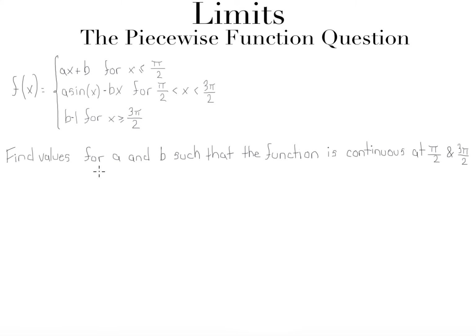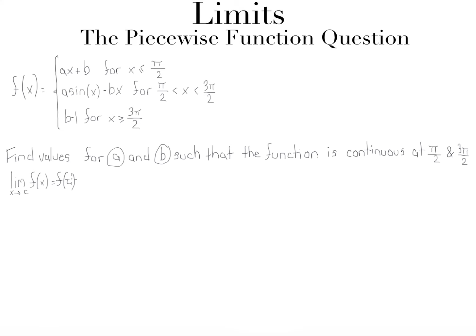And we have to find values for a and b such that the function is continuous at pi over 2 and 3 pi over 2. Essentially, we have to find values for a and b so that the function does not have jump discontinuities at pi over 2 and 3 pi over 2. So recall that for continuity at a point c, we must have that the limit as x goes to c of f of x is equal to f of c.